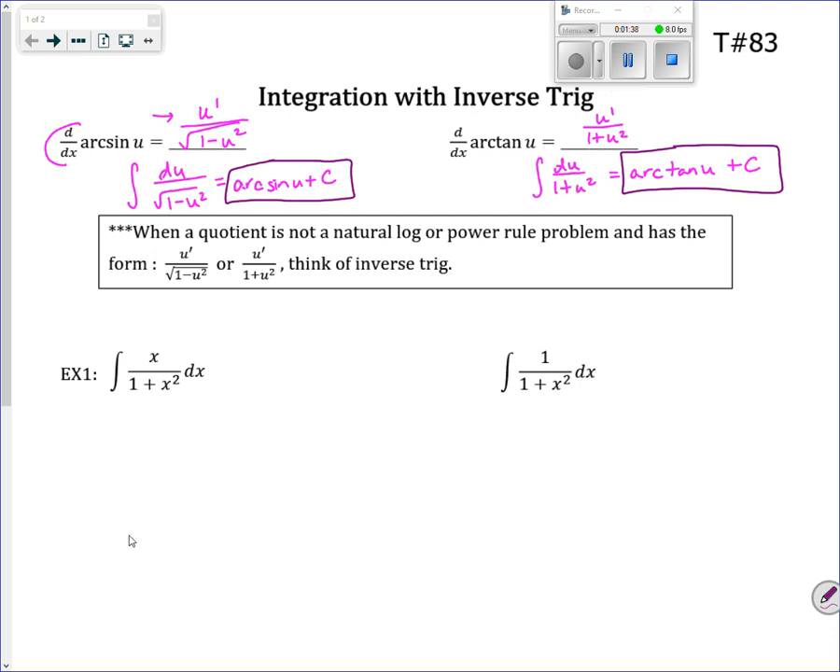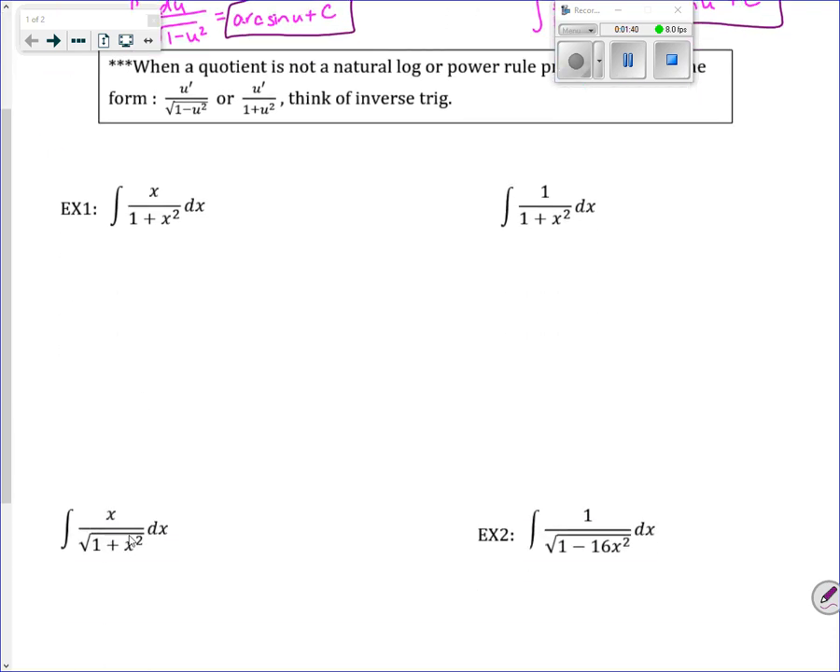Now in example 1, I want us to look, because I have two problems written there, and I did it this way. I really have 3 problems: 1, 2, and 3. And they're all very, very similar. This is such a good skill, and that's why I did the notes this way.